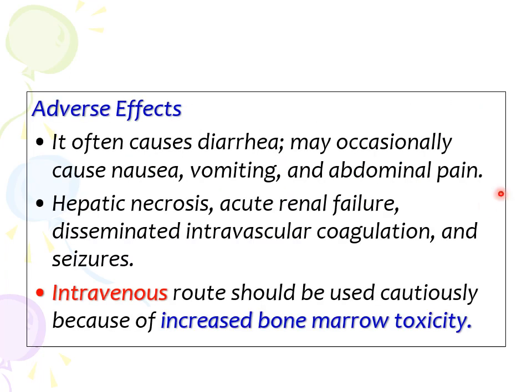Again, toxicity of colchicine: diarrhea, which we have already mentioned, nausea and vomiting are also very important. You should also remember nausea, vomiting, abdominal pain, even with other medicines. Then in the toxicity, a number of other things are also written. So it should be avoided. It has so many toxic effects. Acute renal failure is another toxic effect, then disseminated intravascular coagulation, and seizures or fits. Intravenous drug should be used cautiously. Bone marrow depression is also an important toxic effect of colchicine.